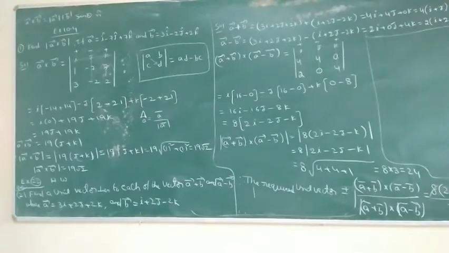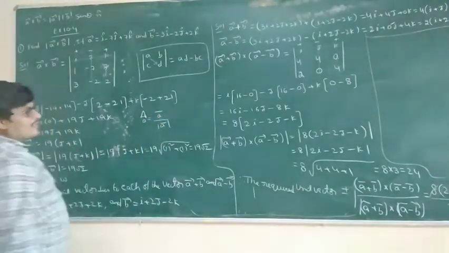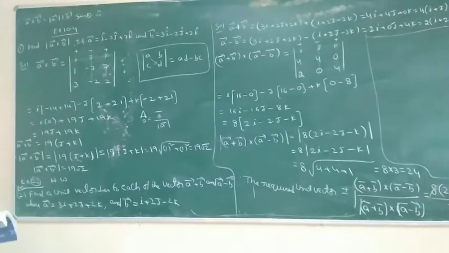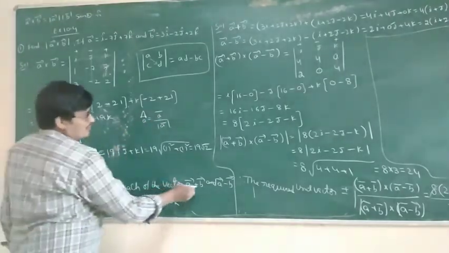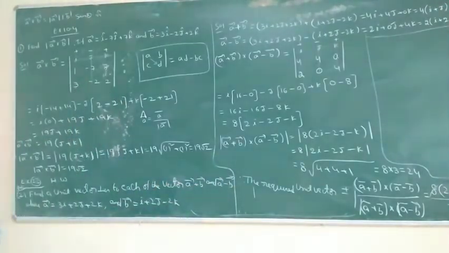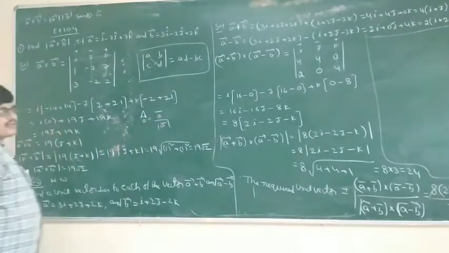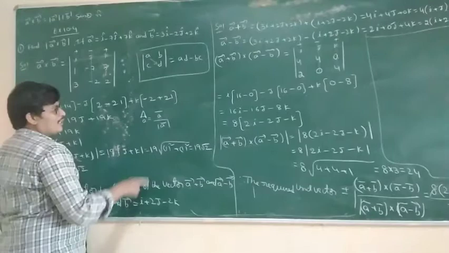The perpendicular unit vector formula is plus or minus a bar by mod a bar. Here a bar is equal to what? a plus b cross a minus b. A normal unit vector means the direction vector divided by the modulus of that vector. Perpendicular means what? a cross b by mod of a cross b.